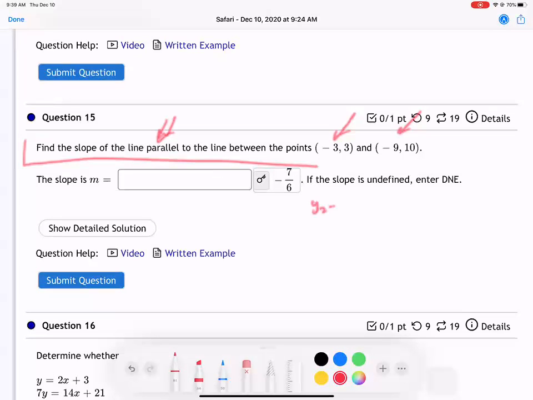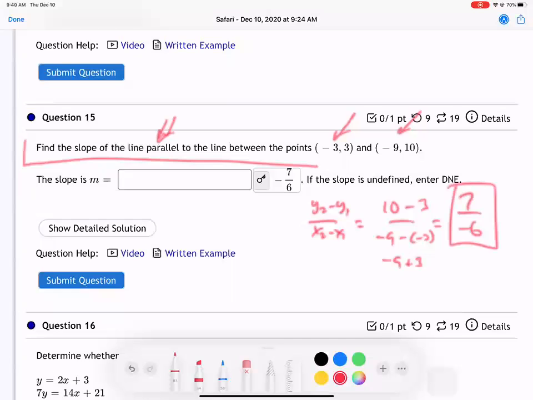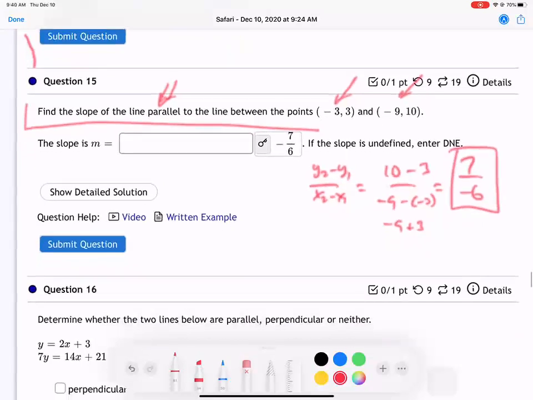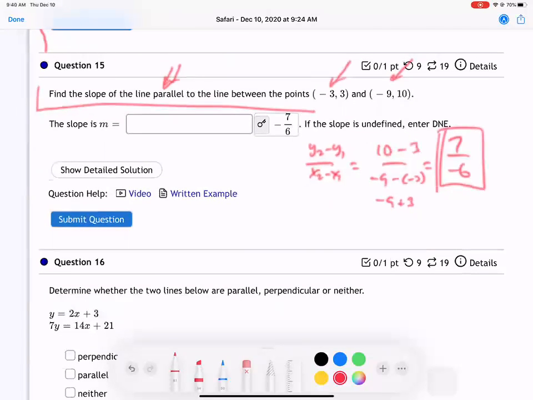So y2 minus y1 over x2 minus x1. So 10 minus 3 over negative 9 minus negative 3. 7 over negative 9 plus 3 is negative 6. So our slope is 7 over 6. Okay, and if our original slope is 7 over 6, our parallel slope will be also 7 over 6, negative 7 over 6.